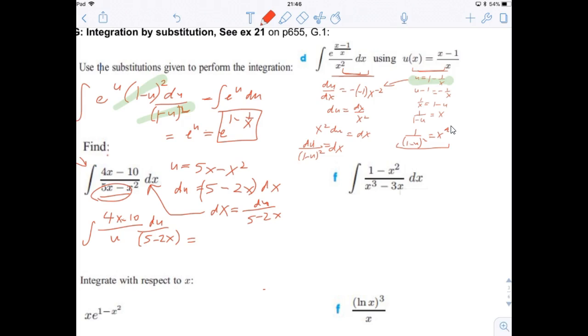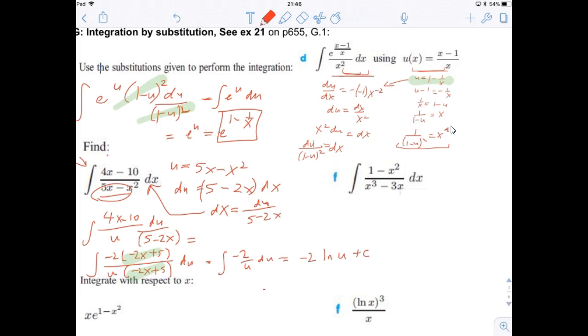And the 5 minus 2x, remember, is kind of related to 4x minus 10. If I factor out a negative 2 from the 4x minus 10, I would get negative 2x plus 5 on top. And on the bottom, I would have u, and I would also have negative 2x plus 5 on the bottom, right? And so these would cancel out. And then I would end up with the integral of negative 2 over u du, which is just going to be equal to negative 2 natural log of u plus c.